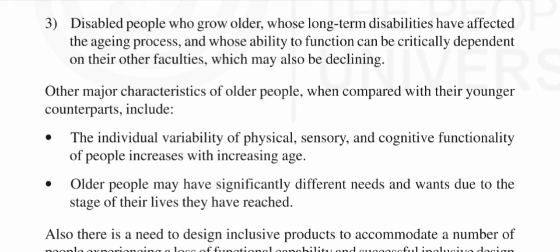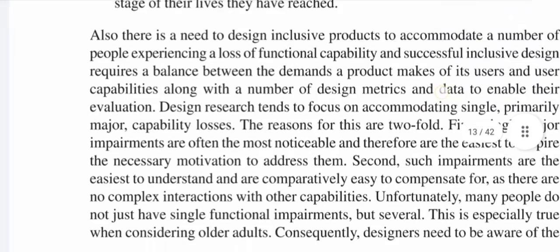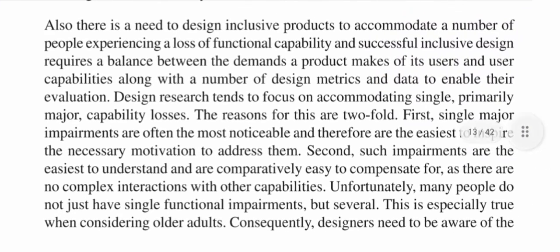Other major characteristics of older people when compared with their younger counterparts include the individual variability of physical, sensory and cognitive functionality of people increases with increasing age. Older people may have significantly different needs and wants due to the stage of their lives they have reached. Also, there is a need to design inclusive products to accommodate a number of people experiencing a loss of functional capability, and successful inclusive design requires a balance between the demands a product makes of its users and user capabilities along with a number of design metrics and data to enable their evaluation.